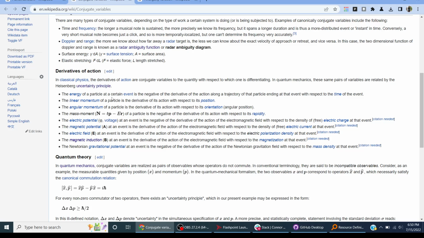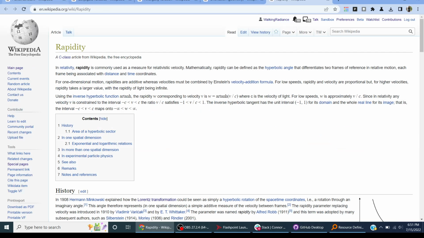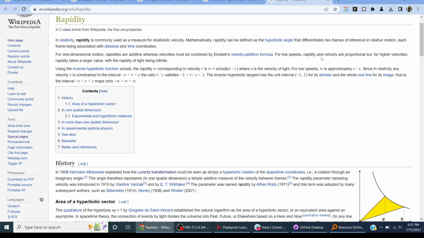Rapidity. In relativity, rapidity is commonly used as a measure for relativistic velocity. Mathematically, rapidity can be defined as the hyperbolic angle that differentiates two frames of reference in relative motion, each frame being associated with distance and time coordinates. For one-dimensional motion, rapidities are additive, whereas velocities must be combined with Einstein's velocity addition formula. For low speeds, rapidity and velocity are proportional, but for higher velocities, rapidity takes a larger value, with the rapidity of light being infinite. Oh, that's cool.